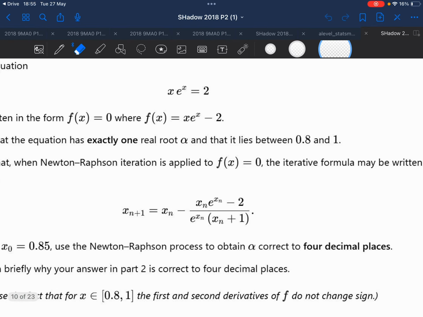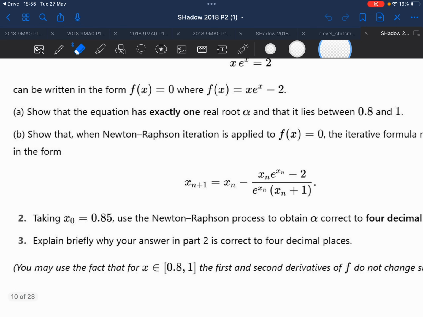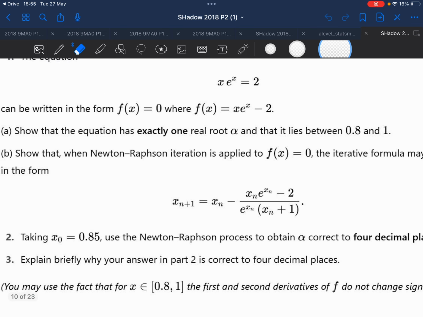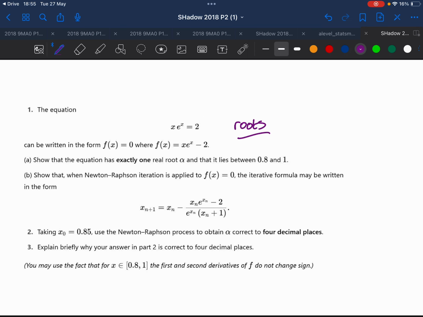So it says the equation x e to the x equals 2 can be written in the form f of x equals 0, where f of x equals x e to the x minus 2. Now, you would want to do this because the bit of maths that we're going to do is all about roots, okay? So writing something as a function equal to 0 is going to be a part of that. Now, the first step is quite standard.